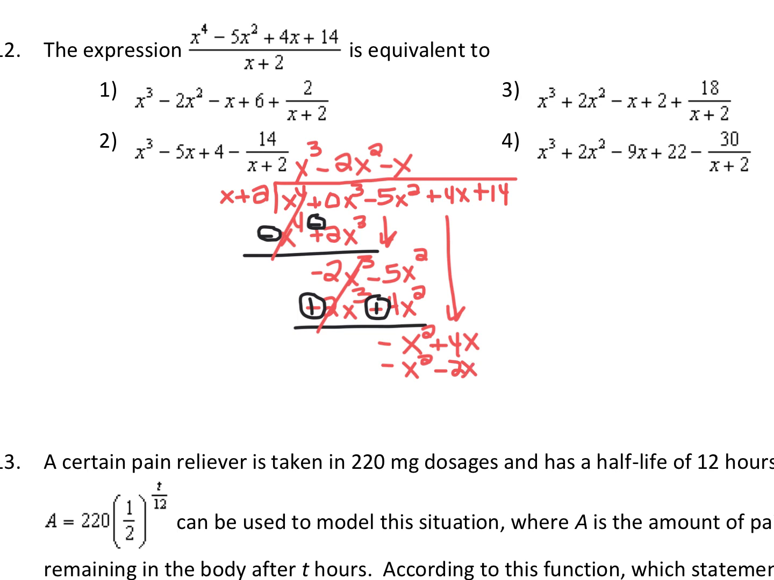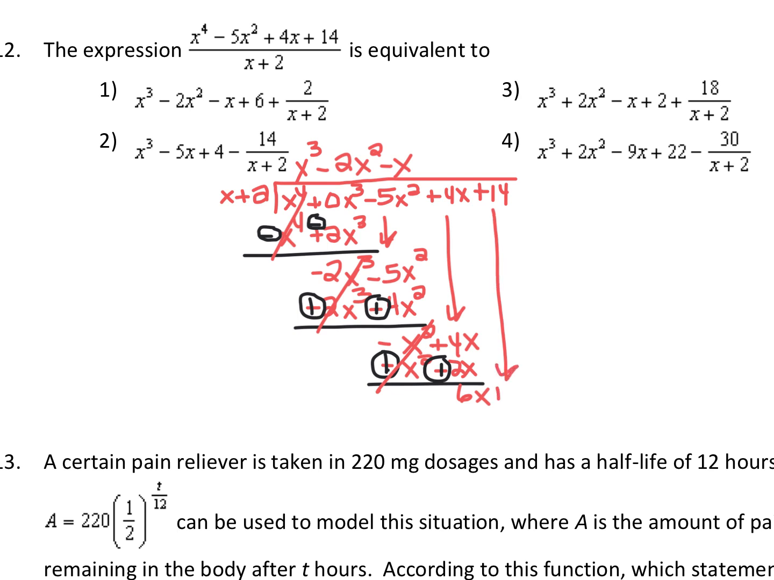And then we're going to change our sign. So this becomes addition and circle it. And this becomes addition and circle it. And our first two terms cancel. And 4x plus 2x would be 6x. And we're bringing our last term down.